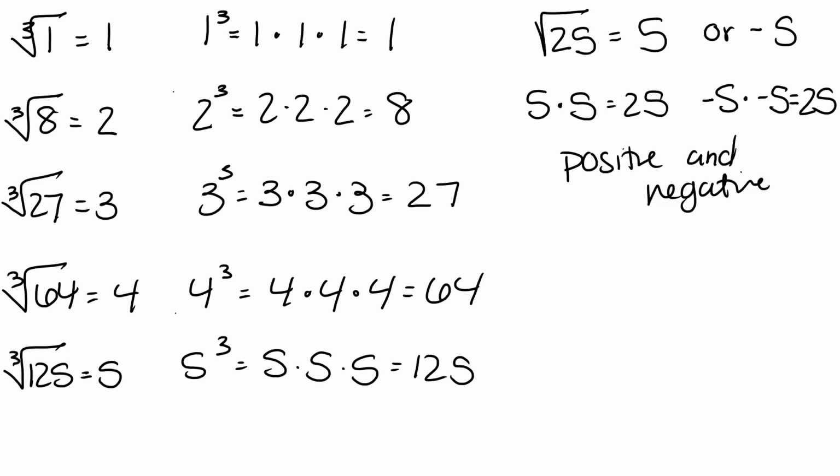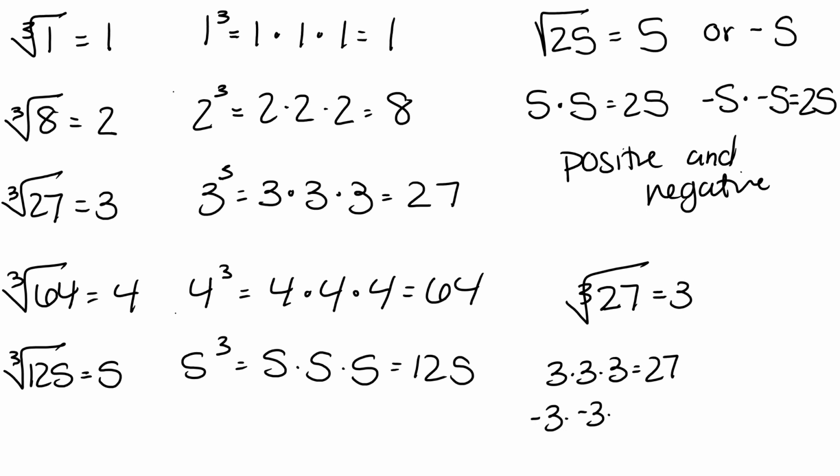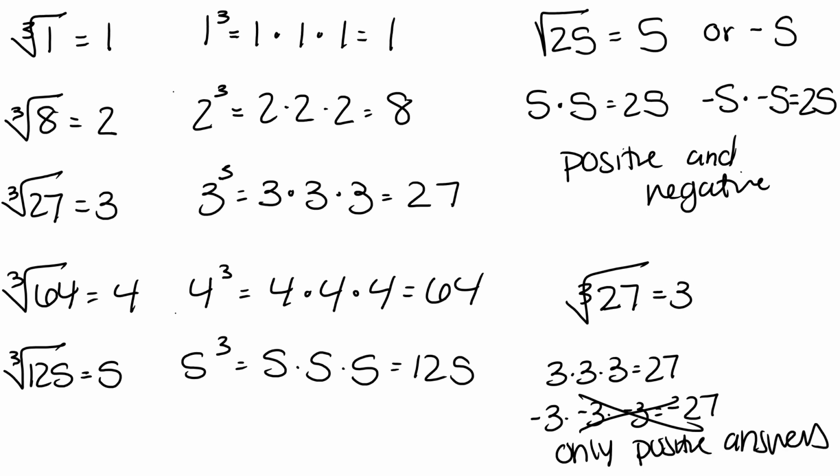For cube roots, for example, the cubed root of 27, it's only positive answers. 3 times 3 times 3 is 27. If I did it with negatives, negative 3 times negative 3 times negative 3, I would end up with a negative 27. They're not the same. So it's only positive answers. Square roots can have positive and negative answers. Cube roots can only have positive answers.